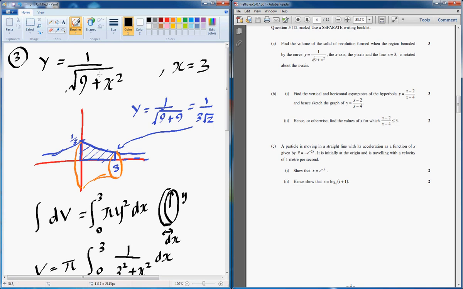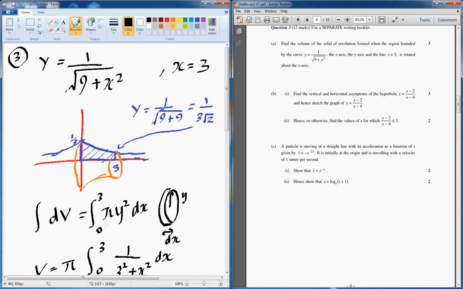So when x equals 3, y is equal to square root of 9 plus 9. And remember that you can factor out this 9. But remember, when you're factoring out of a square root, make sure you square root it. Okay? So it becomes 3 root 2. So that y value over there is 3 root 2 at x equals 3.